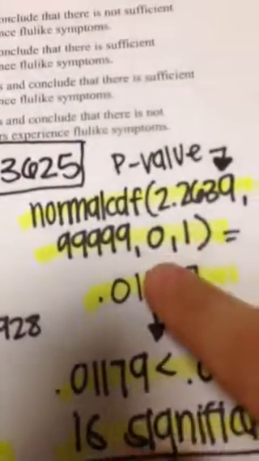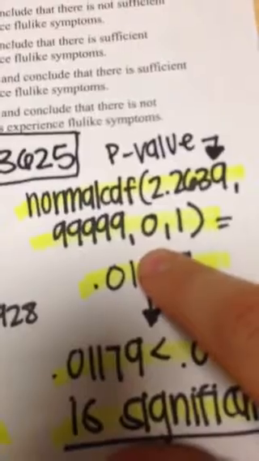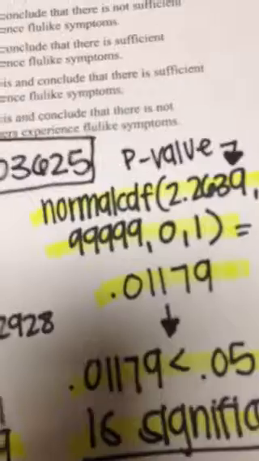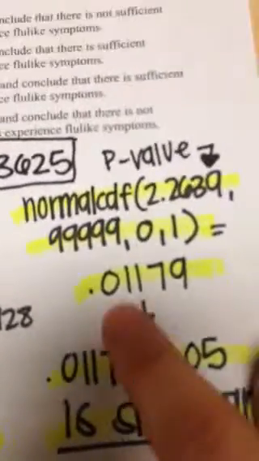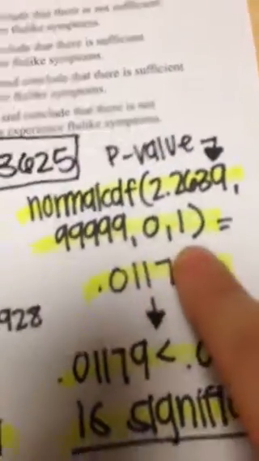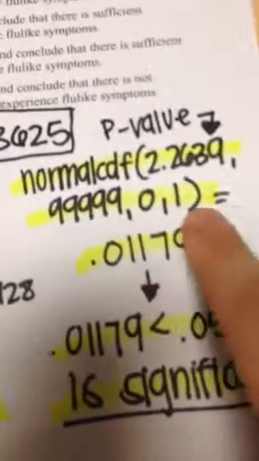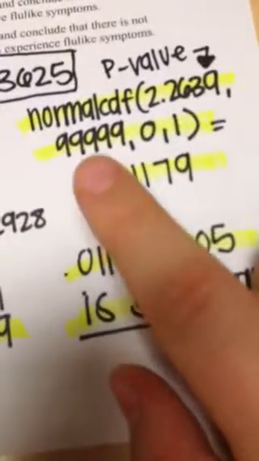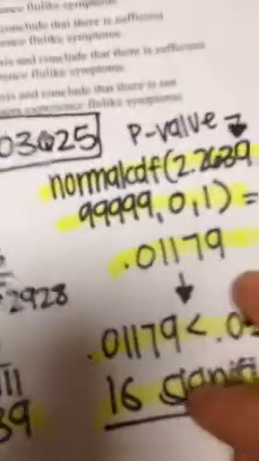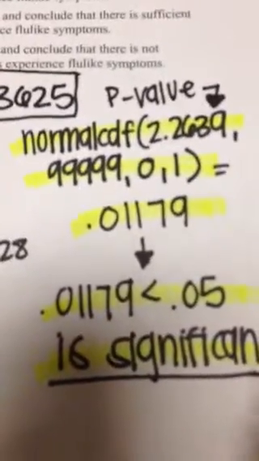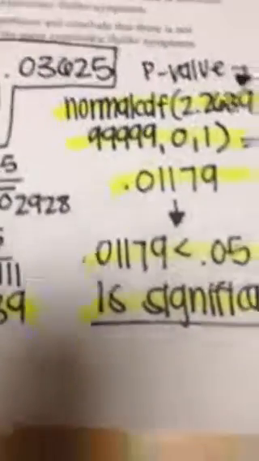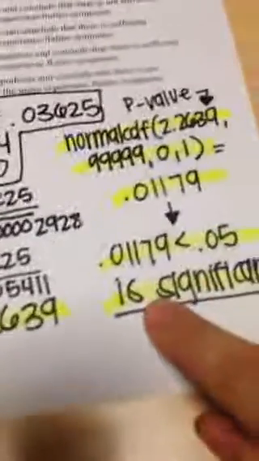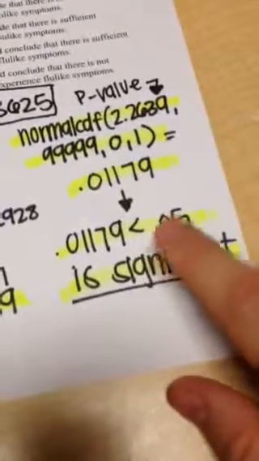And then since we're using a normal distribution, it's going to be 0 and 1, 0 for the mean and 1 for the standard deviation, and then that comes out to 0.01179. So the likelihood of this happening is 0.0119. 0.0119 is less than the level of significance, which is 0.05.